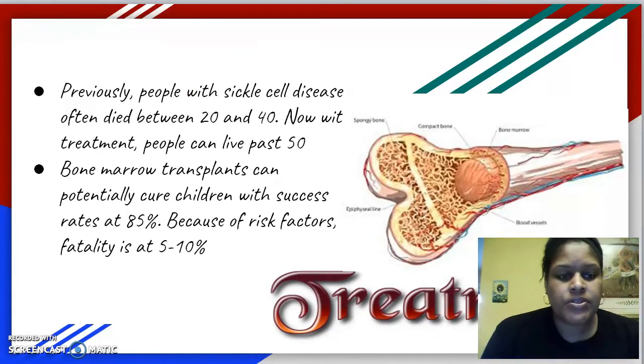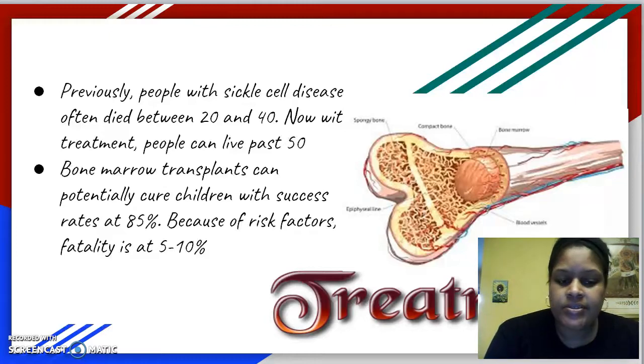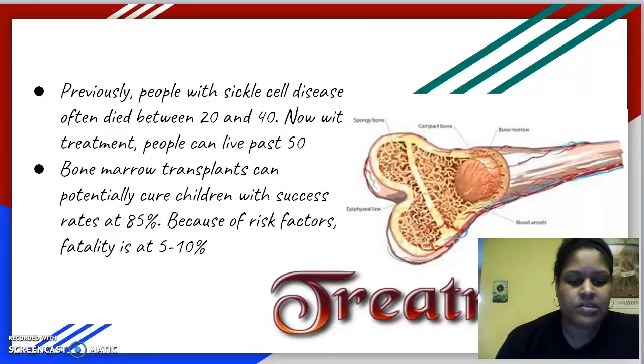Some of the treatments for sickle cell disease are antibiotics, vitamins, blood transfusion, and pain relieving medicines. But your best chance for a cure is a bone marrow transplant, which has about an 85% success rate. But like everything else, there are always risk factors, including fatalities.